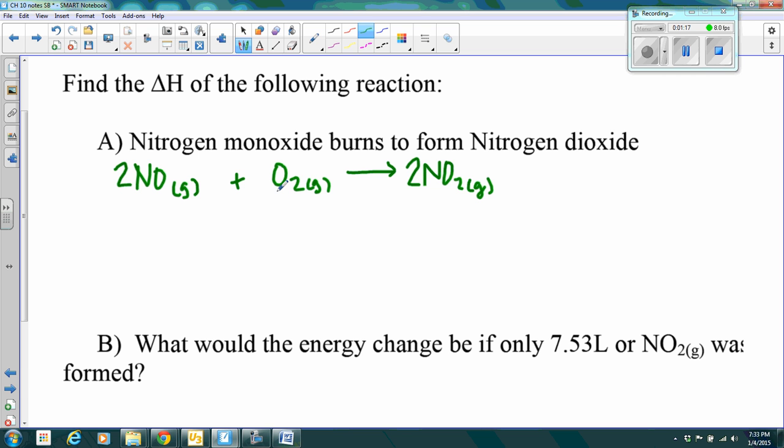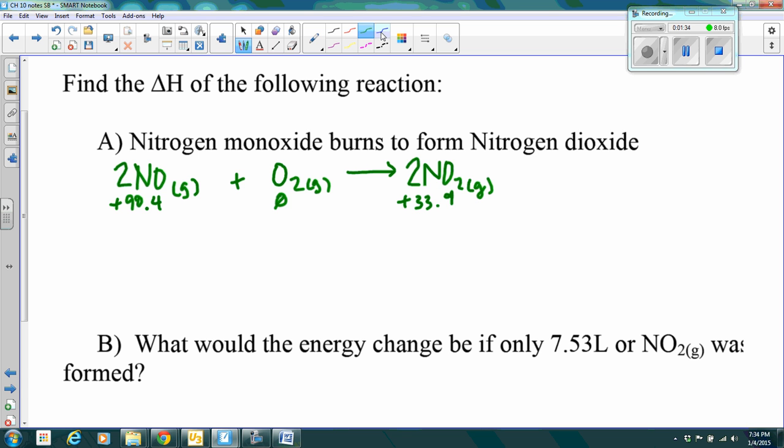All right, so I go ahead and take a look on my gold sheet, and I can see that this is going to be an endothermic reaction because of the positive 90.4. I know that this is diatomic in its natural state, so that is going to be 0. And this is another endothermic reaction, which is 33.9.